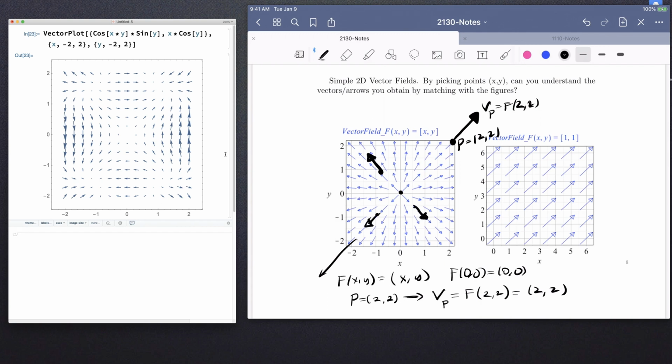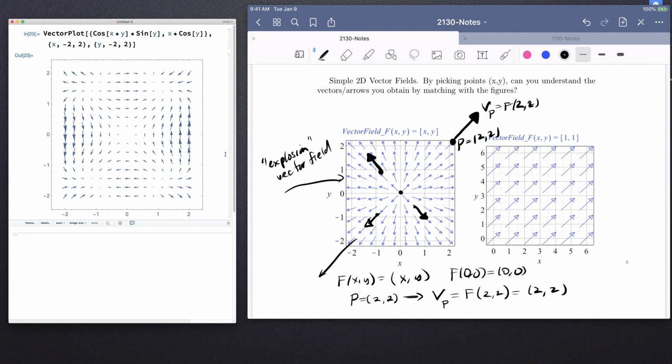And so this could look like the electric field of a point charge, for example. I'd like to call this an explosion vector field. It's radiating out from a center.